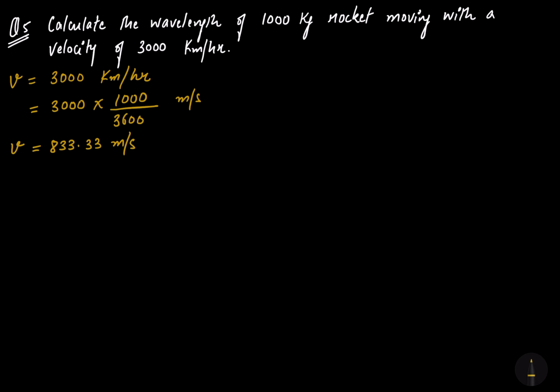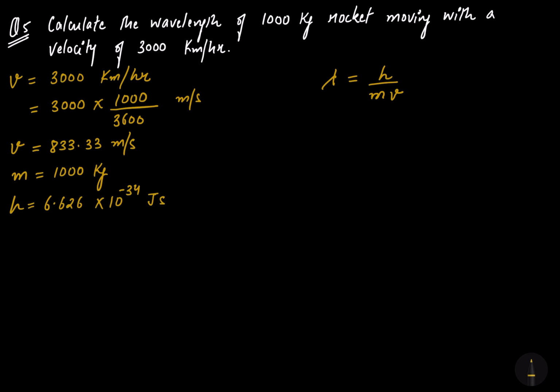Now, what's the mass given in the question? The mass is 1000 kilograms. So we have to evaluate the wavelength. What's the formula for wavelength? Lambda is h upon m into v. So what's the value of h? It's 6.626 into 10 to the power minus 34 joules second.